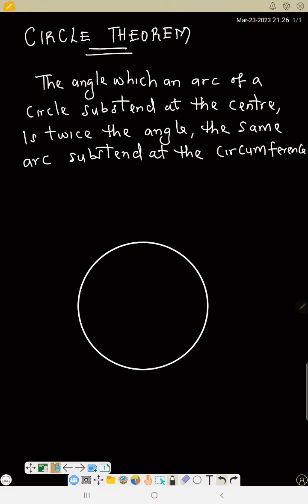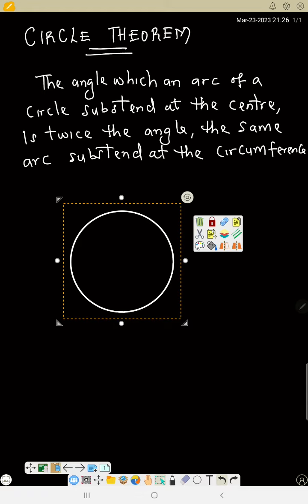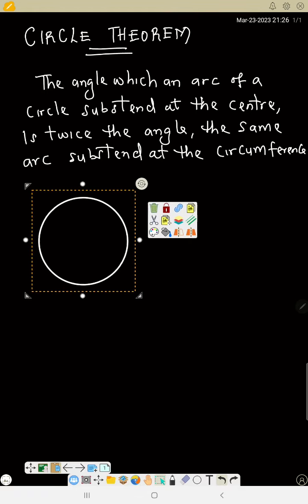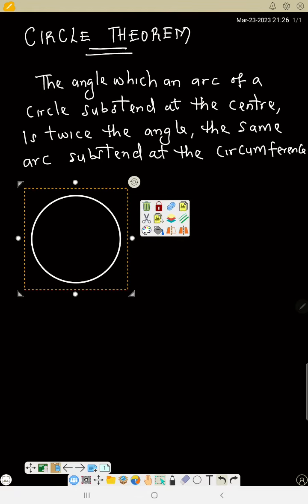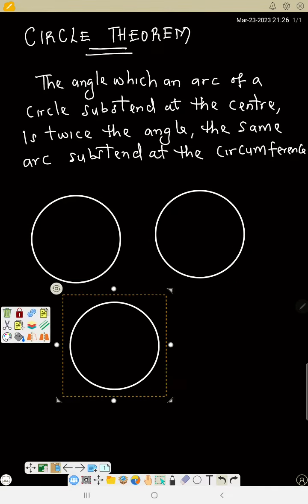Many students know this theorem, but they can't identify it in a diagram. So now we are going to talk about the theorem and the identification. Let me have this diagram in four different forms.